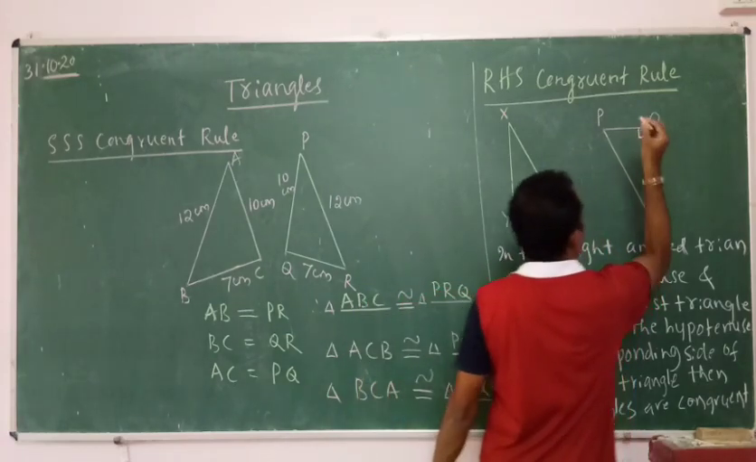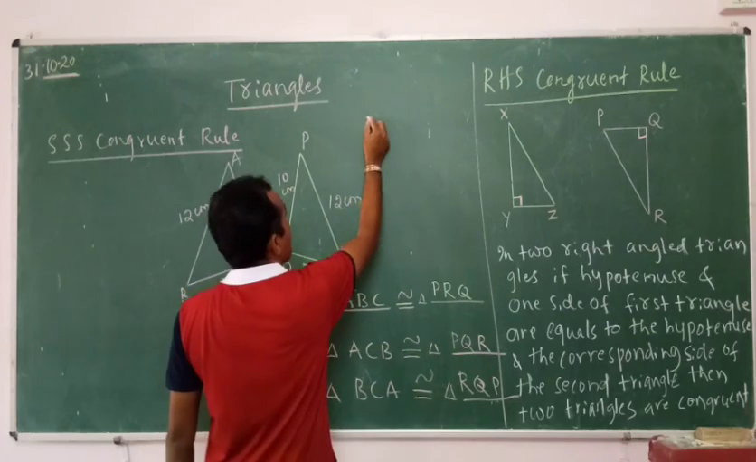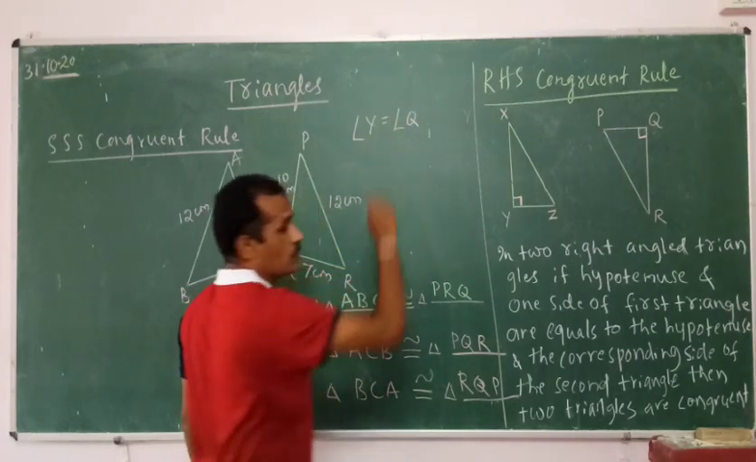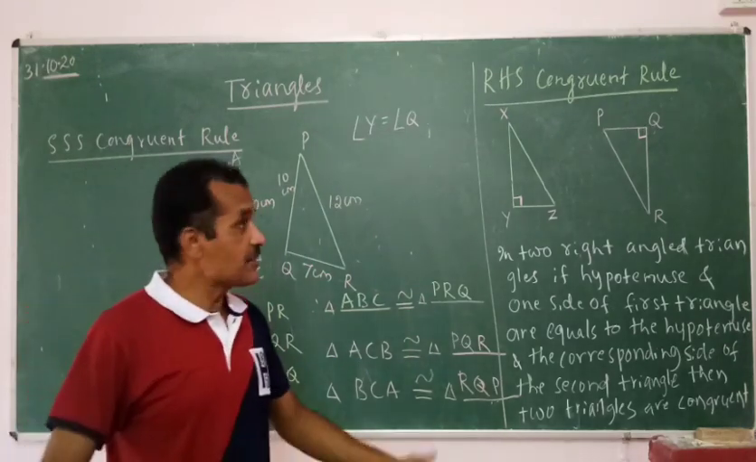This is 90 degrees from here. I can write angle Y is equal to angle Q. Right? Both are 90 degrees.